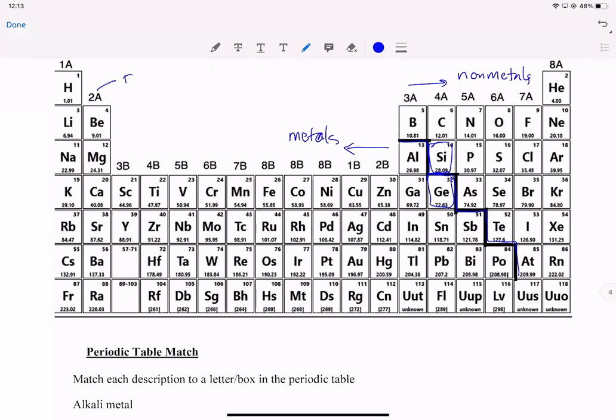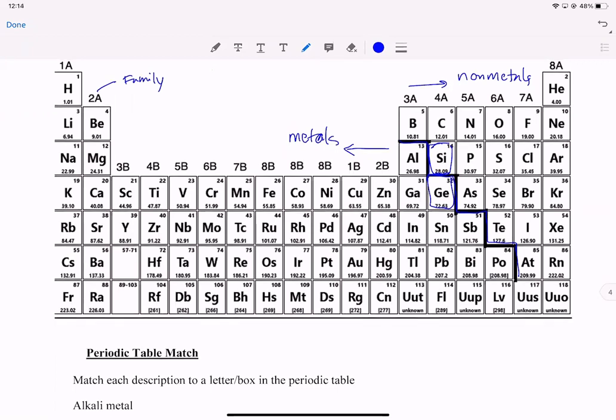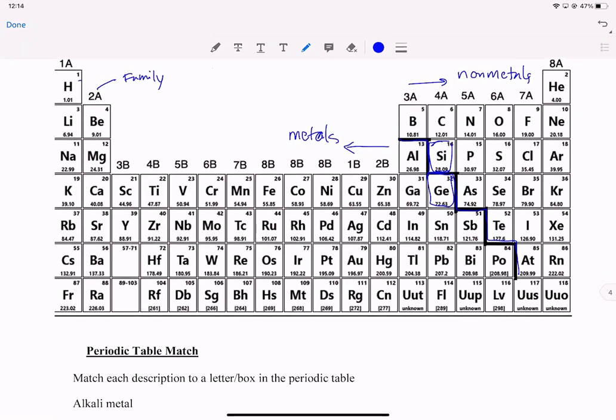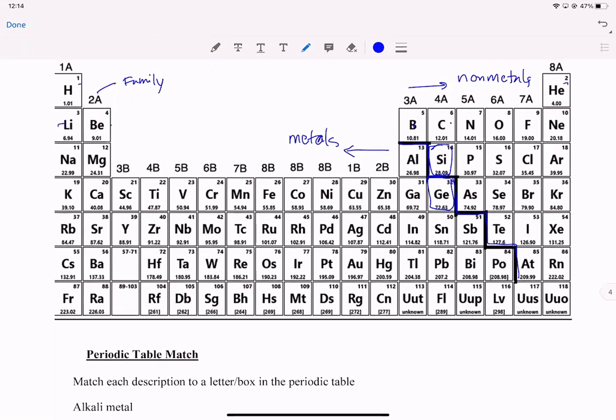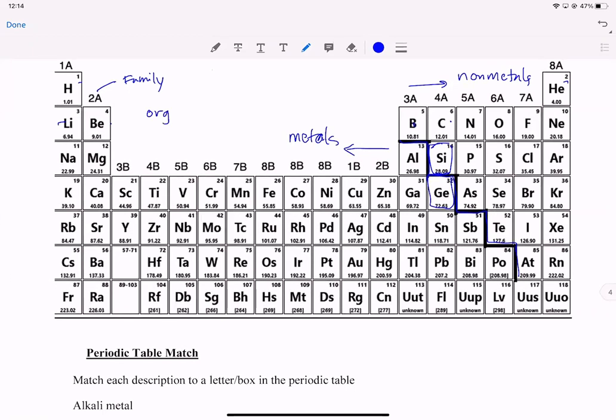So this is a family. Those elements have similar chemical and physical characteristics. And then also there's the organization in which you can see that this is counting across and down. So 1, 2, 3, 4, 5, 6. That's organized by increasing atomic number. So the overall organization is by increasing atomic number.